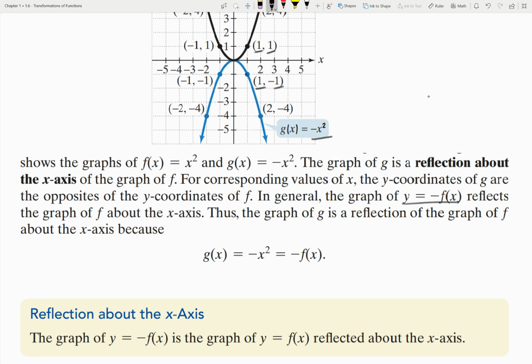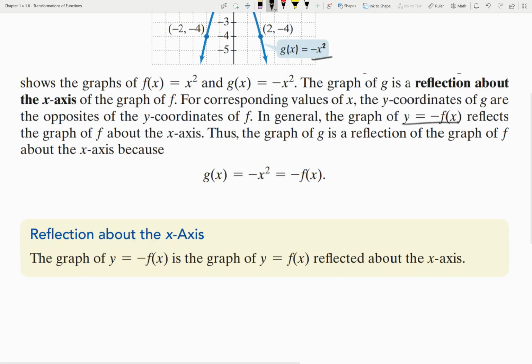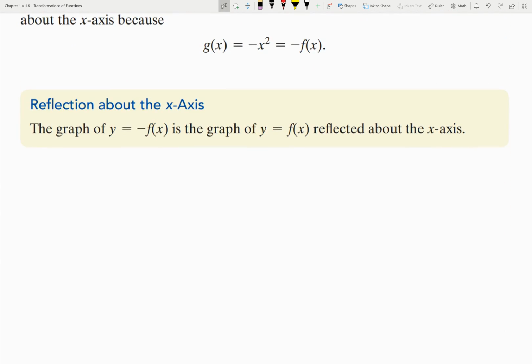Okay, because these two equations show that. Okay, and that's my general rule here: the graph of y equals negative f of x is the graph of f of x reflected around the x-axis. Notice where this negative sign is. It is on the output, the outside of the function. Okay, if I had put it on the inside, it would have reflected it in the y-axis. Okay, and that wouldn't have done anything here because this function happens to be symmetric.